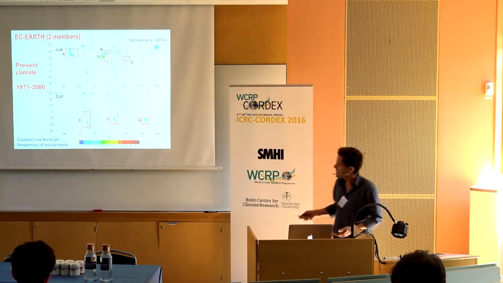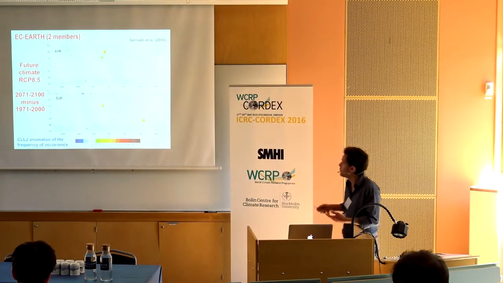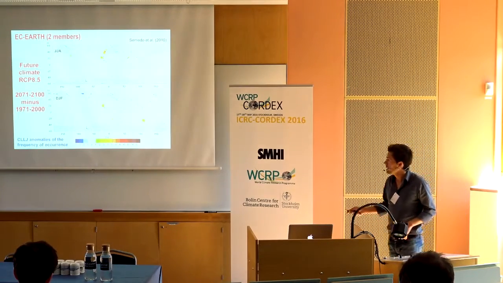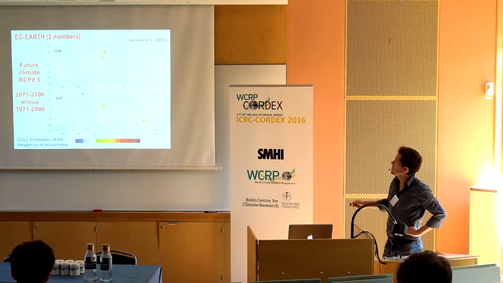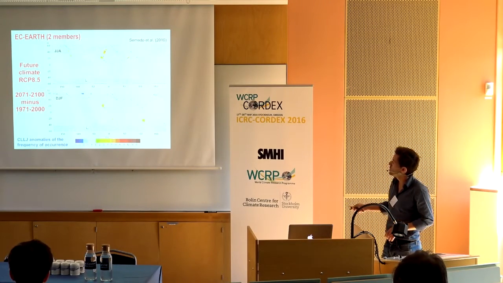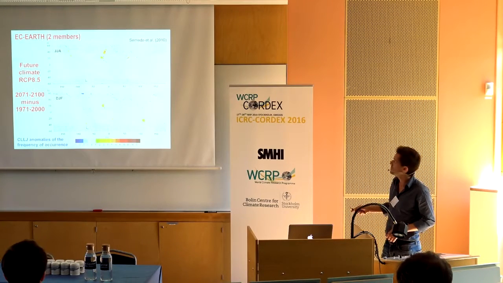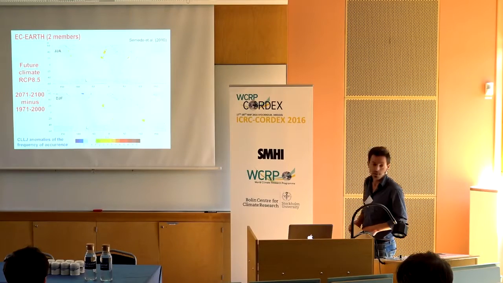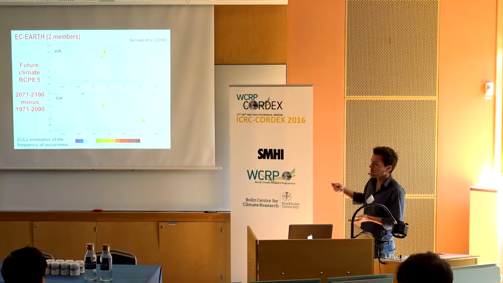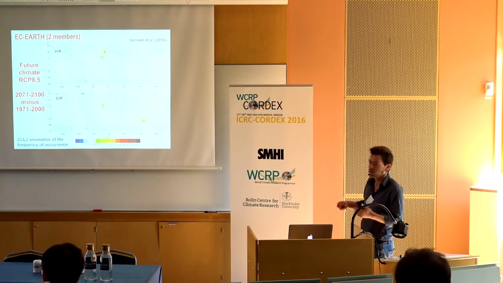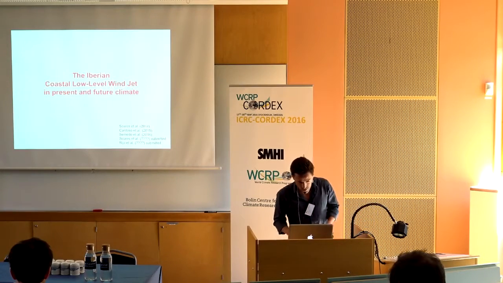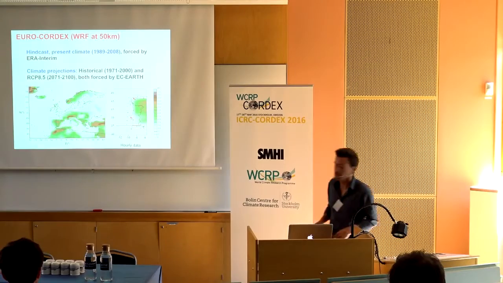So this gives us an idea of what will be the evolution for future climate, but we have to see it carefully. For future climate, what we see is a general small increase of the frequency of occurrence of these global coastal level jets, but over the Iberian, over Oman, this increase is much higher, like 10%. If we compare with the present climate frequency of occurrence over Iberia, that is like 20%. We have a big increase for Iberia, and that's why we try to put more effort on studying the Iberian cases with higher resolution.